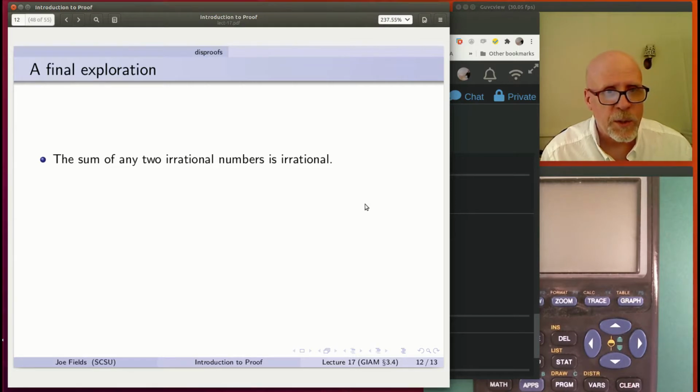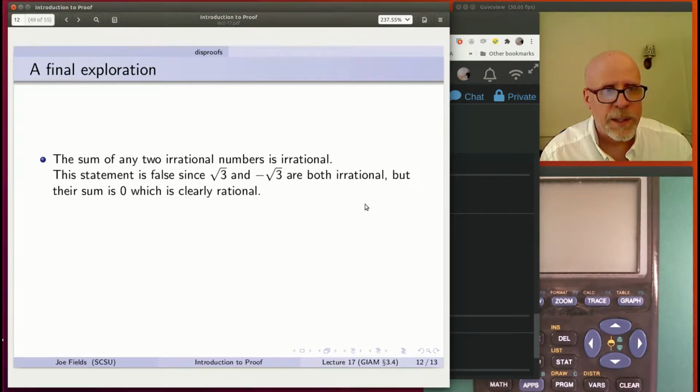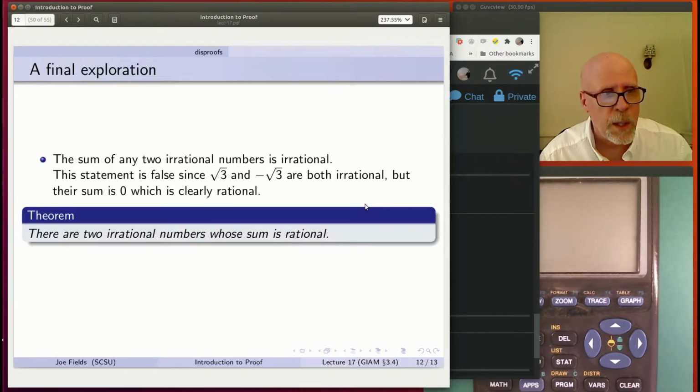The sum of any two irrational numbers is irrational. No, this statement is false since root 3 and minus root 3 are both irrational, but their sum is 0, and that's clearly rational. Every integer is rational. So there you go. That was the false one. Theorem: there are two irrational numbers whose sum is rational, because this is what we found here. Root 3 and minus root 3 are the two that we could say.